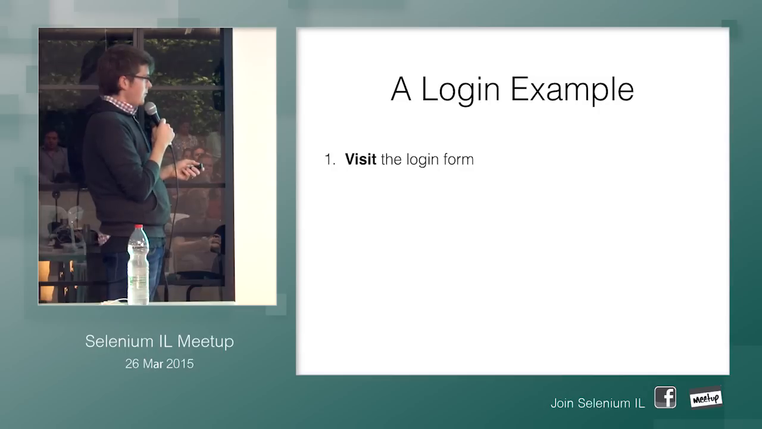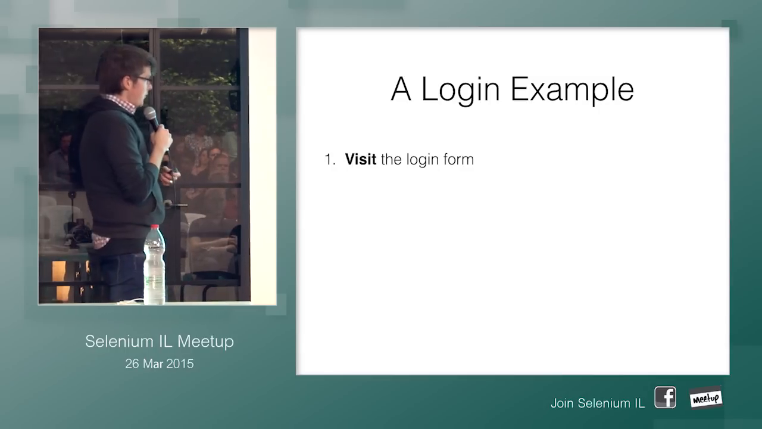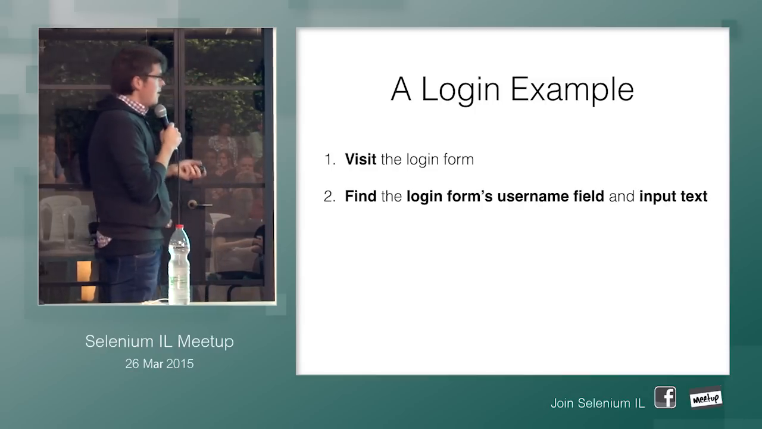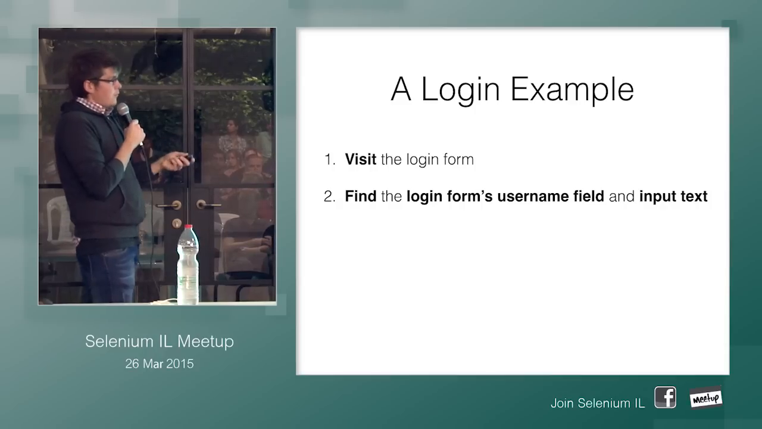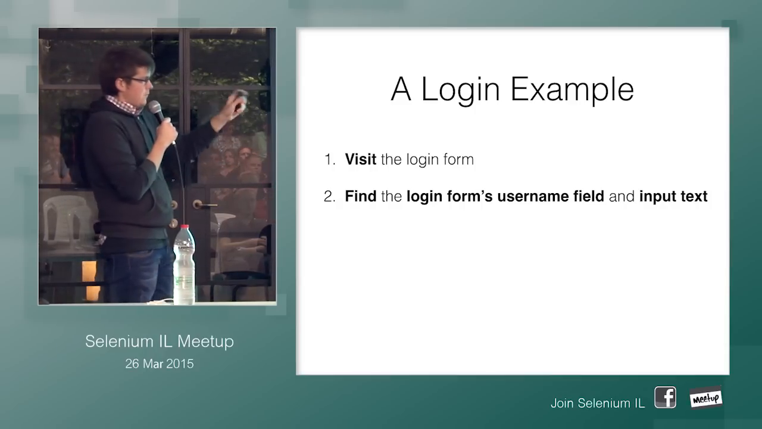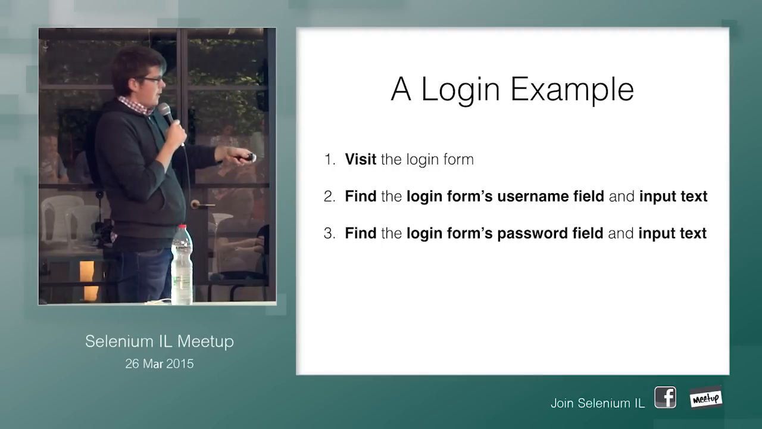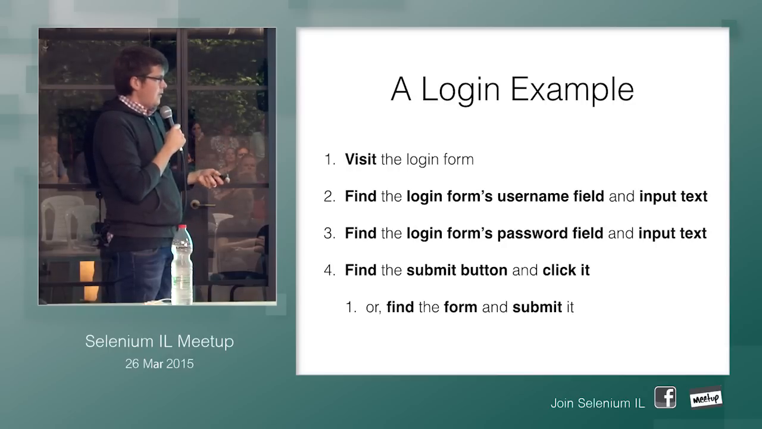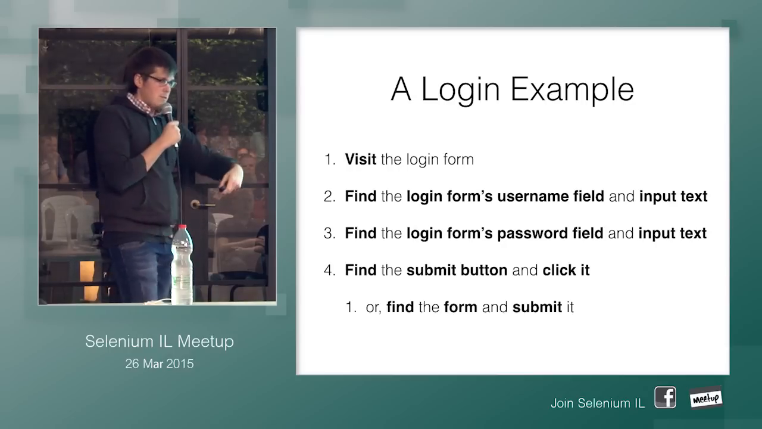So taking those locators, here's what Selenium would do to use them. It would first visit the login form with a get action, and then it would find the login form's username field, and then input text or send keys. It would do the same thing for the password, and then it would submit. You can click the submit button after you find it, or you could find the form and submit the form.